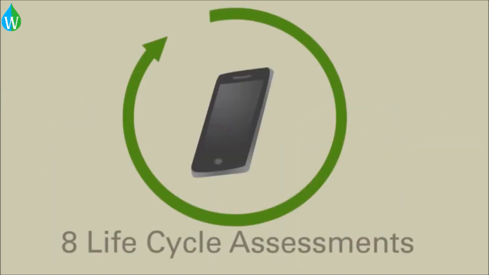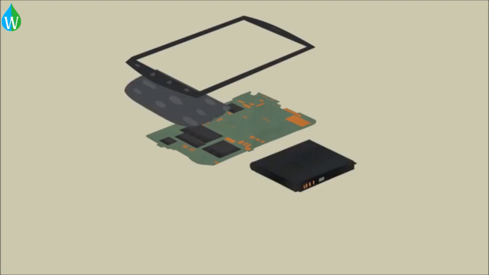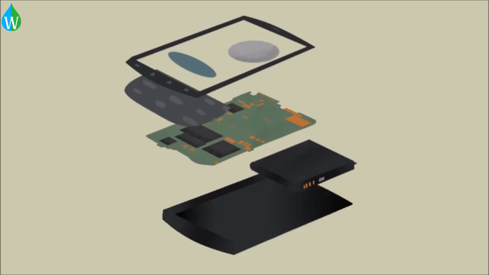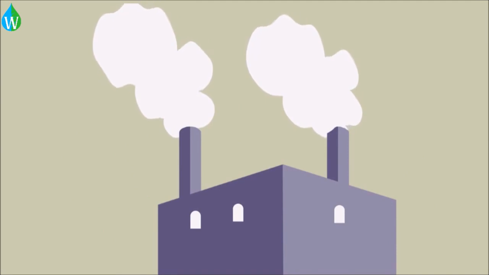Mobile phones have 8 life cycle assessments, one for each component. These include the printed circuit board, the display, the battery, the keypad, the microphone, the speaker, the plastic casing, and any accessories. Now we're at the manufacturing stage of the life cycle assessment.